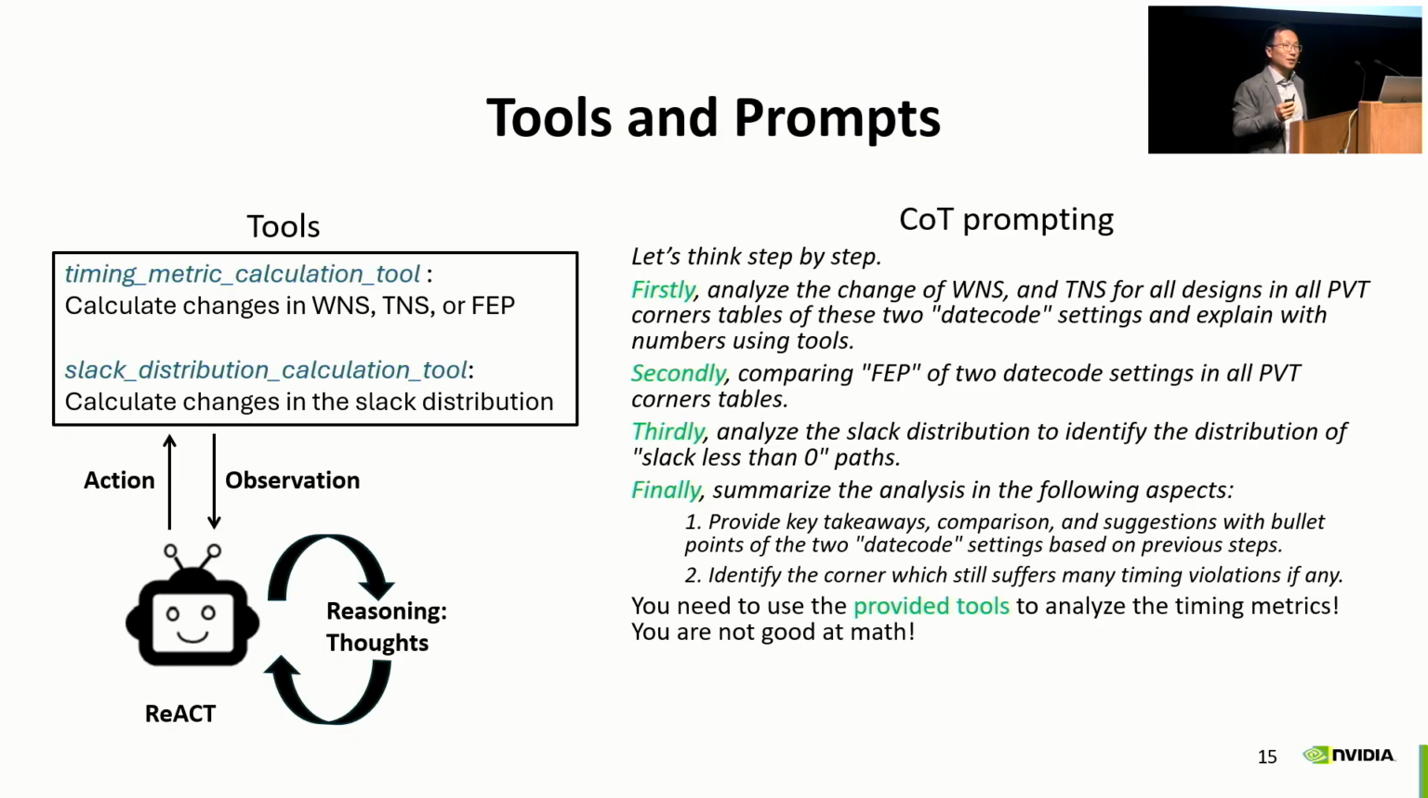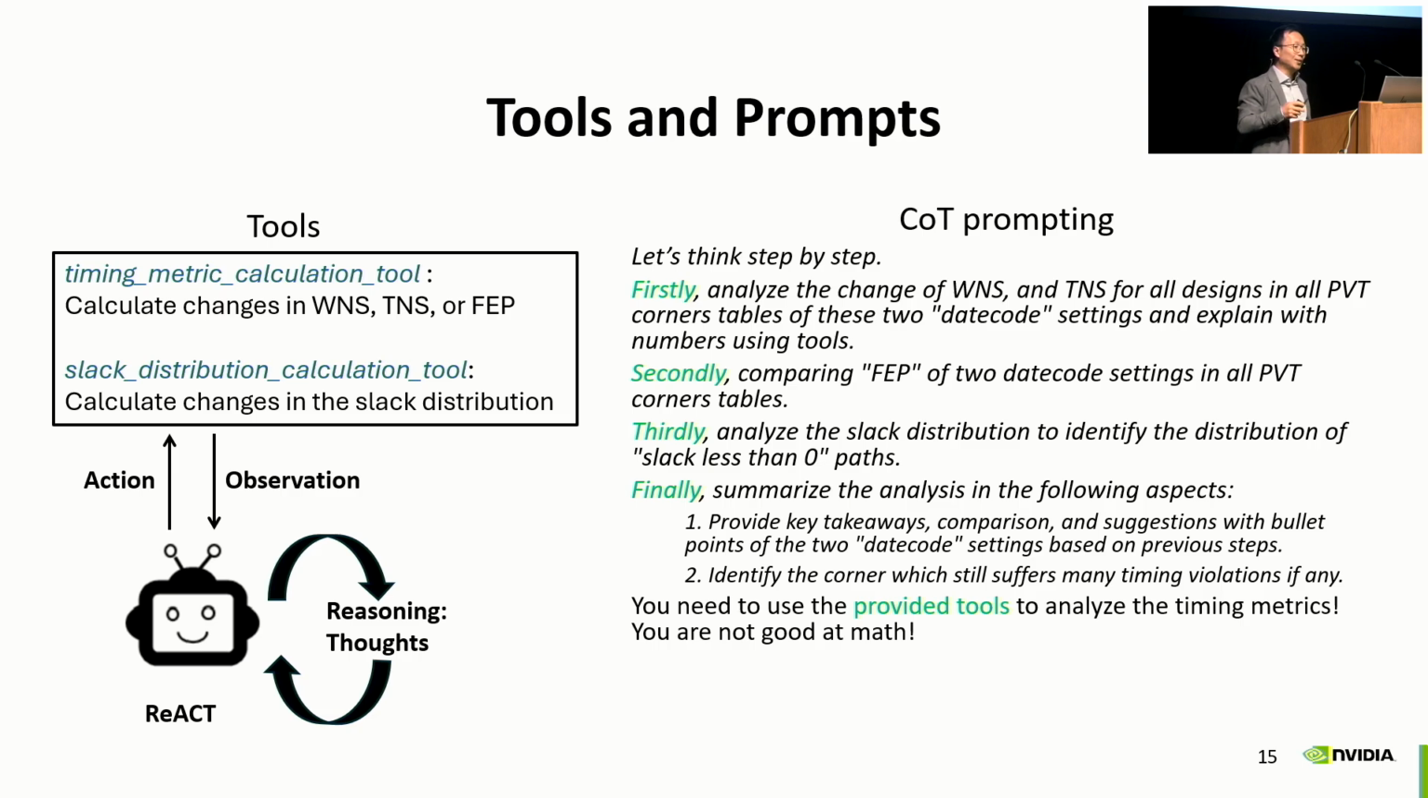Because LLM is not good at math, we need to build some tools to help it. The tools here include a timing metric calculation tool, to calculate the change on one of the timing metrics. It also includes another tool to calculate the slack distributions, which will report, between two different runs, what the slack distribution change is.